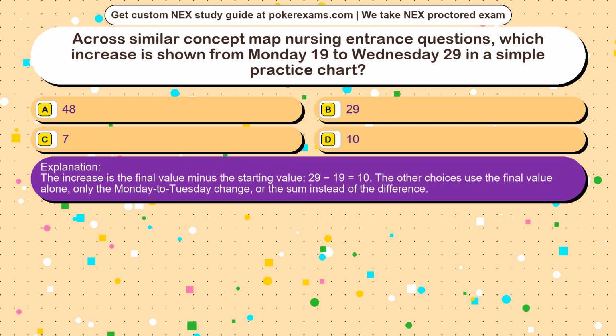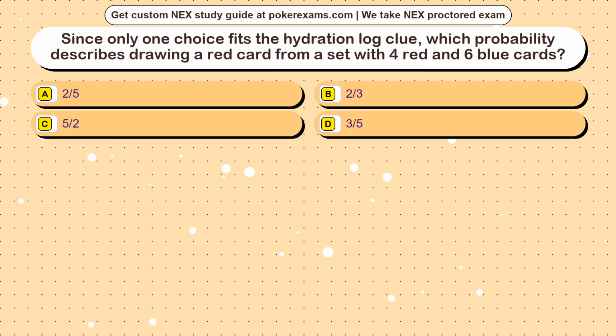Question 21. Since only one choice fits the hydration log clue, which probability describes drawing a red card from a set with 4 red and 6 blue cards? Option A, 2/5. Option B, 2/3. Option C, 5 halves. Option D, 3/5.